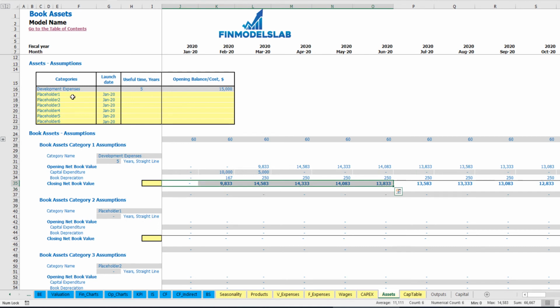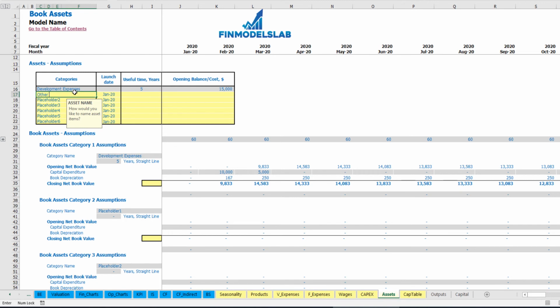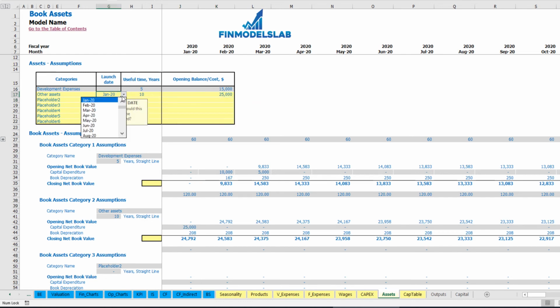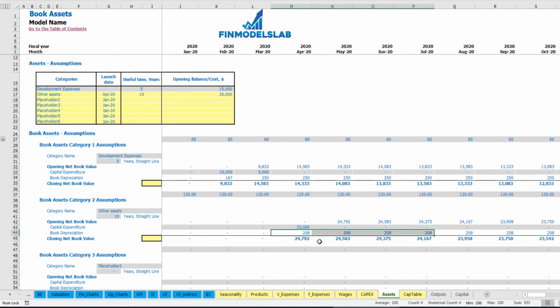Additionally, you have up to 6 placeholders for other assets, for example other assets with useful time of 10 years with cost of $25,000 and with launch date in April. You may find it in here. You can see capital expenditure, you may see book depreciation by months for these amounts, and you may see closing net book value.